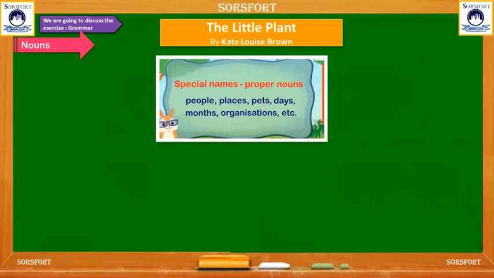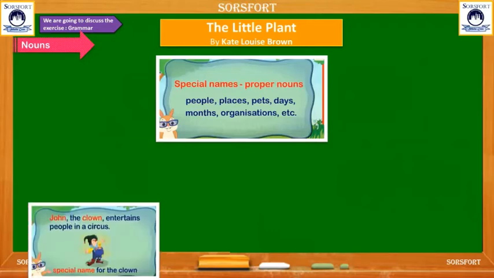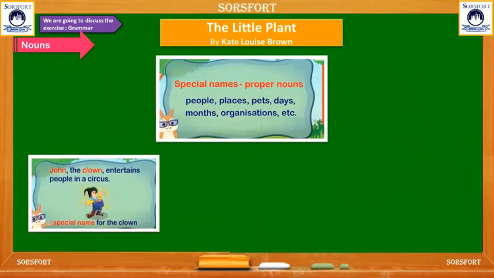Special names are called proper nouns. This is the other part of nouns. People, places, pets, days, months, organizations, everything. These are proper nouns. Like the same picture of the clown. His name is John. I'm telling a sentence about John: John the clown entertains people in a circus.